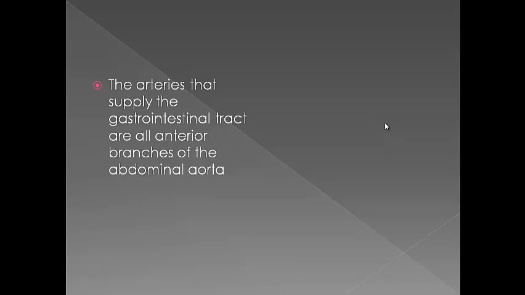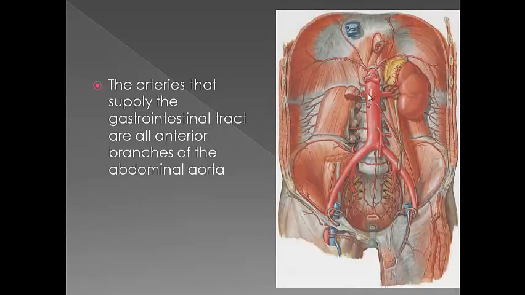Okay, so the arteries that supply the gastrointestinal tract are what we call anterior branches of the abdominal aorta. So if you look at the abdominal aorta here, it passes down the midline in front of the vertebral column, and you can see that it has three branches or three arteries coming out of its anterior surface. So we call these the anterior branches of the abdominal aorta, and these are the ones that are responsible for supplying the GIT.